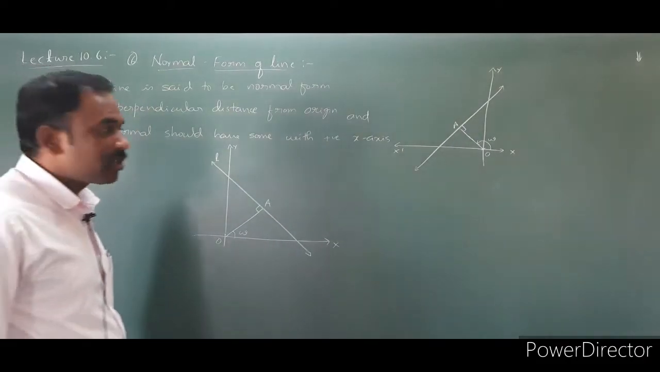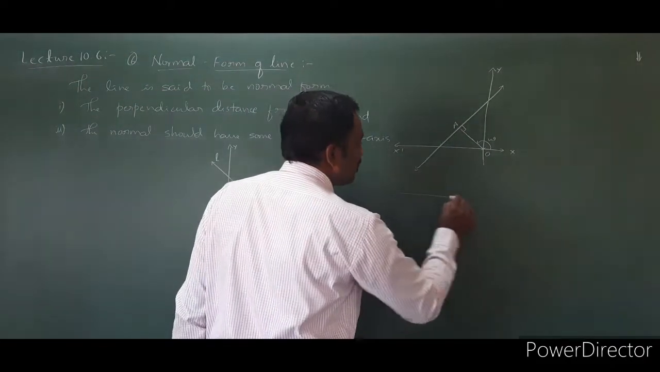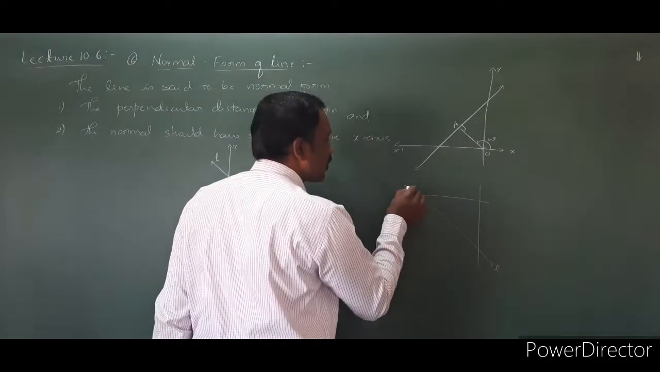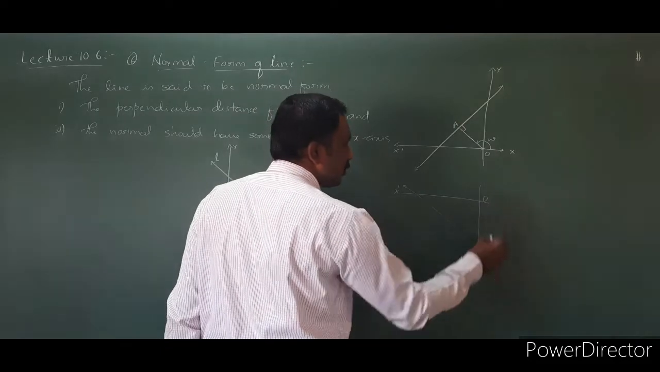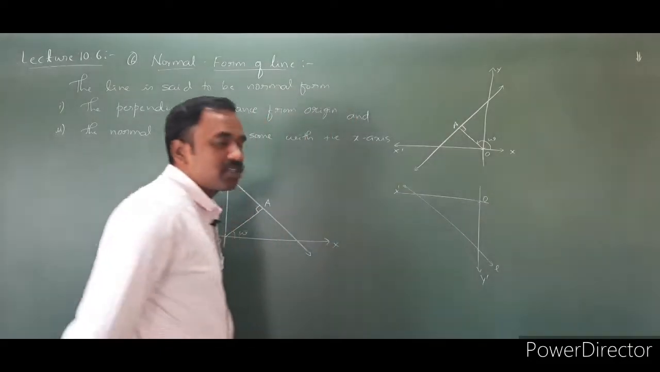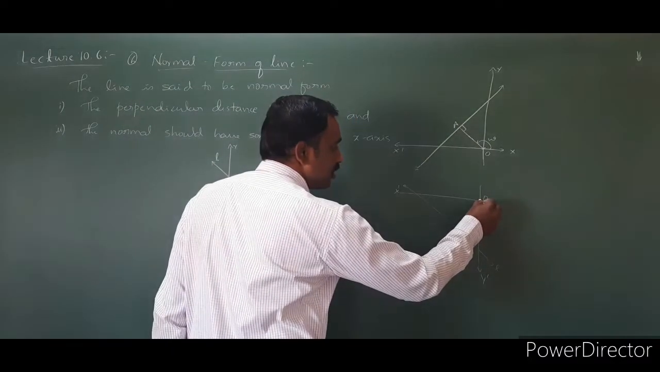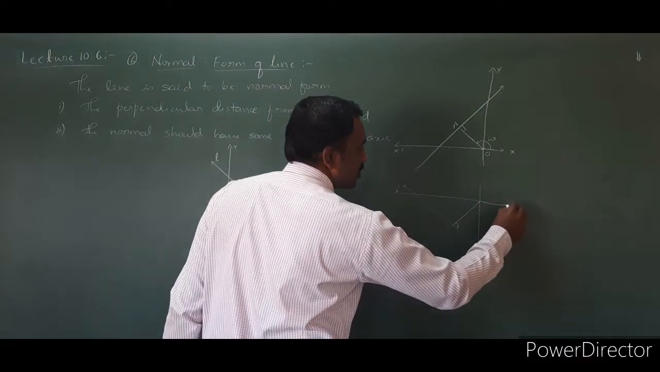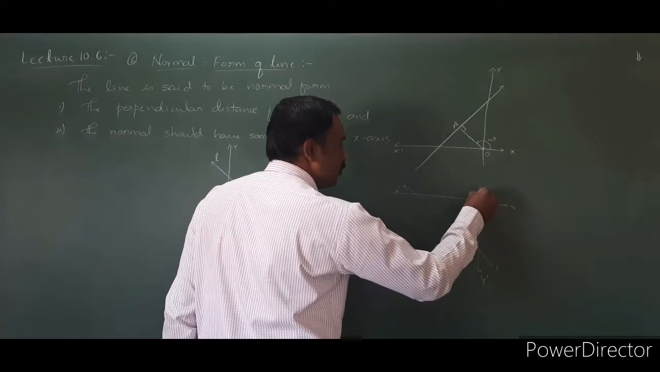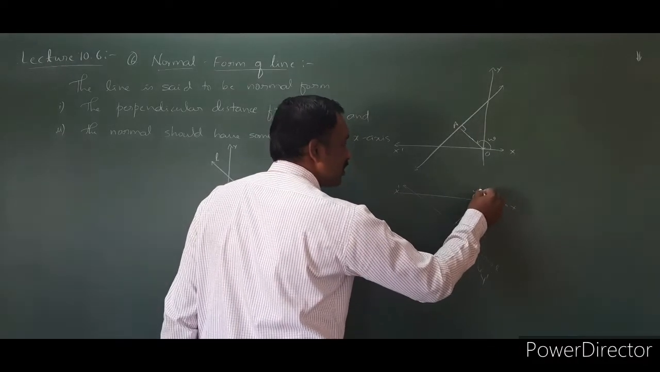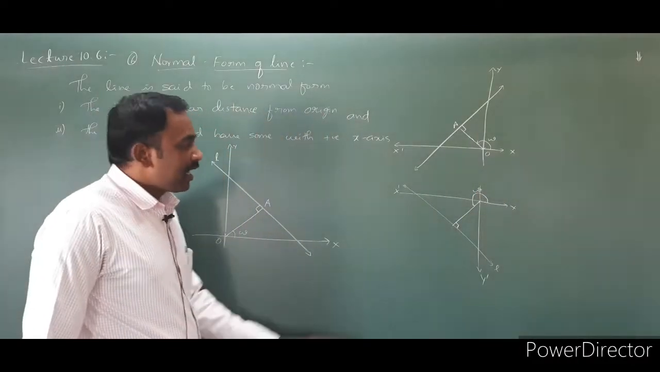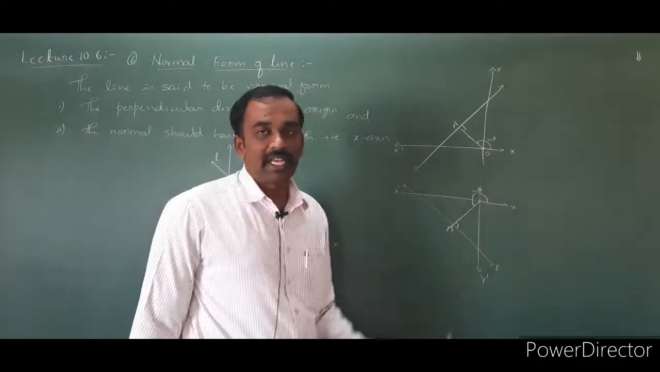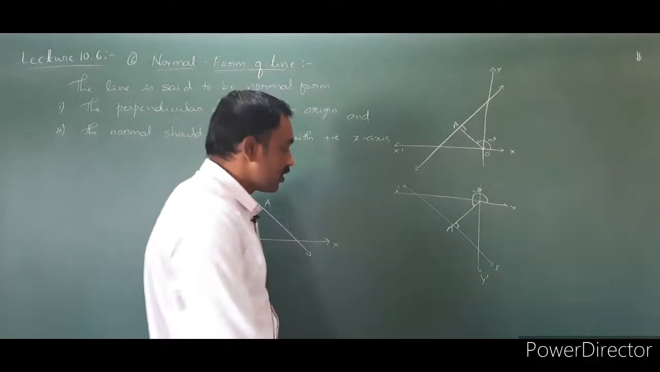This is the second orientation. Suppose the line is present in the third quadrant, in this manner. This is x dash, this is the origin, this is the y dash. In this case, what is the normal form? This is the perpendicular, and this is the positive direction of the x axis. What is the angle omega? This is the angle omega, the angle between the normal OA and the positive direction of the x axis. This is the third quadrant orientation.